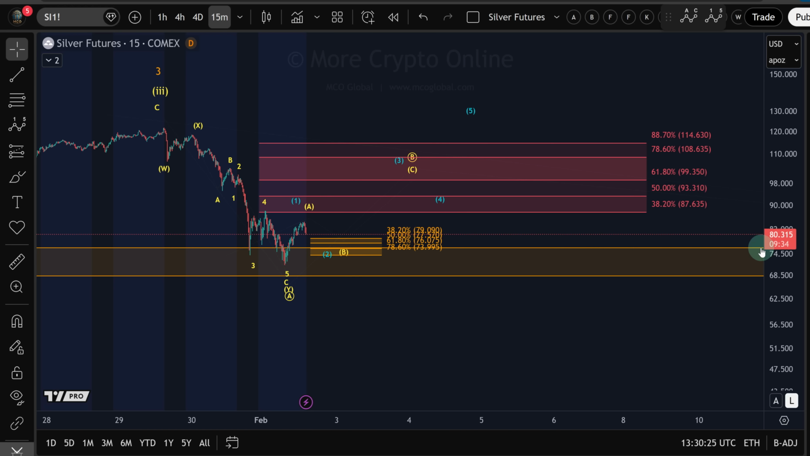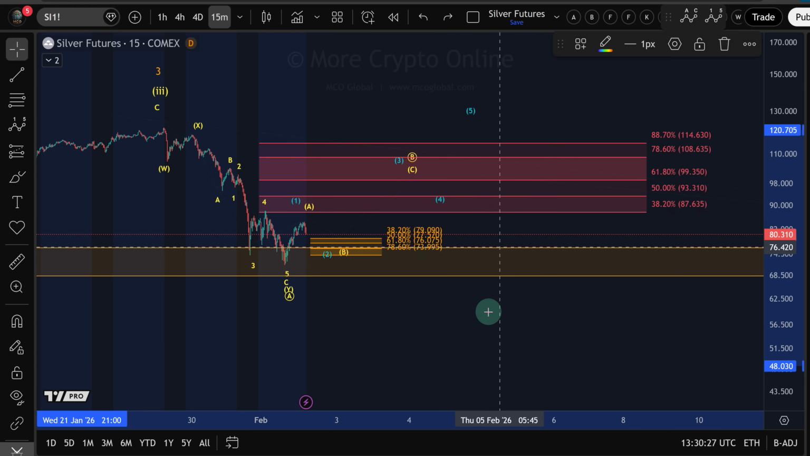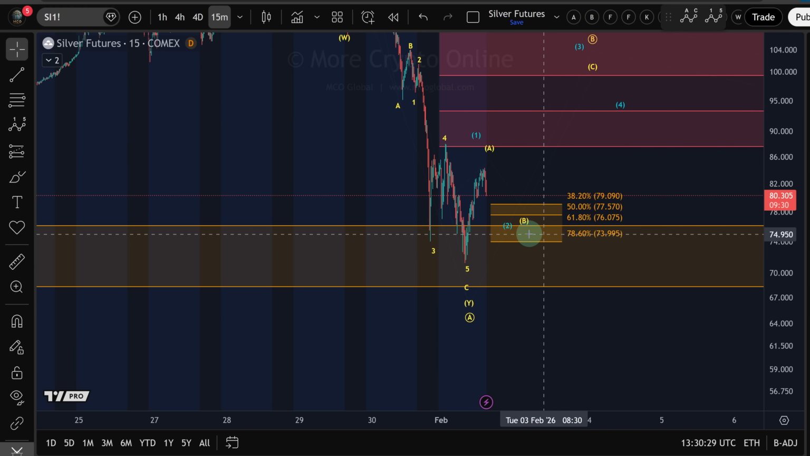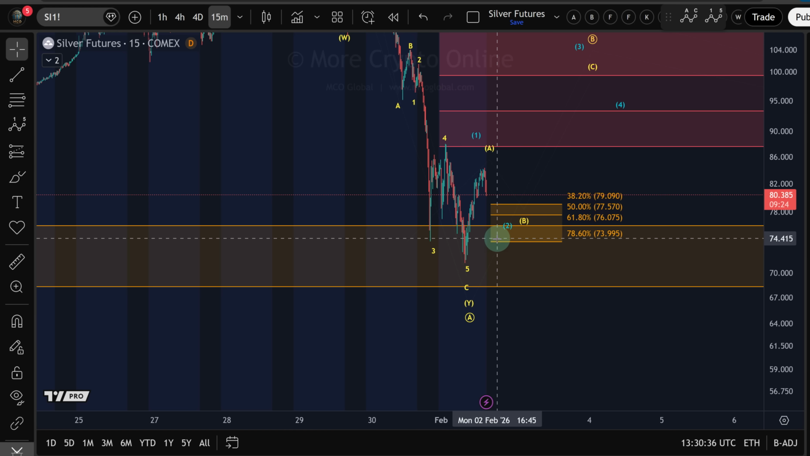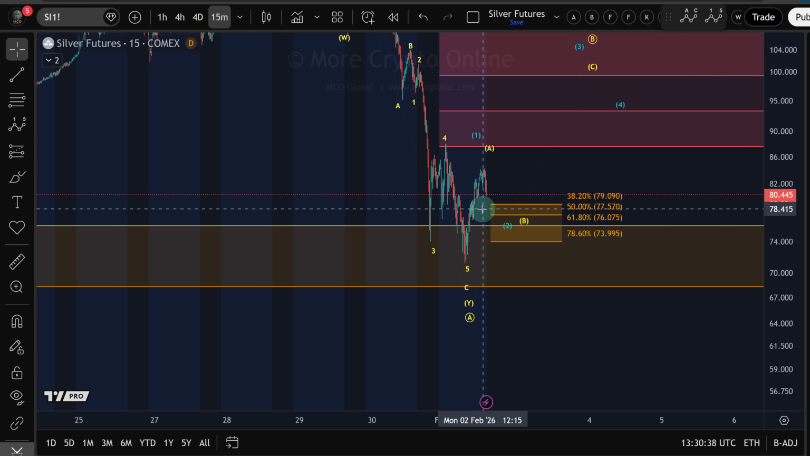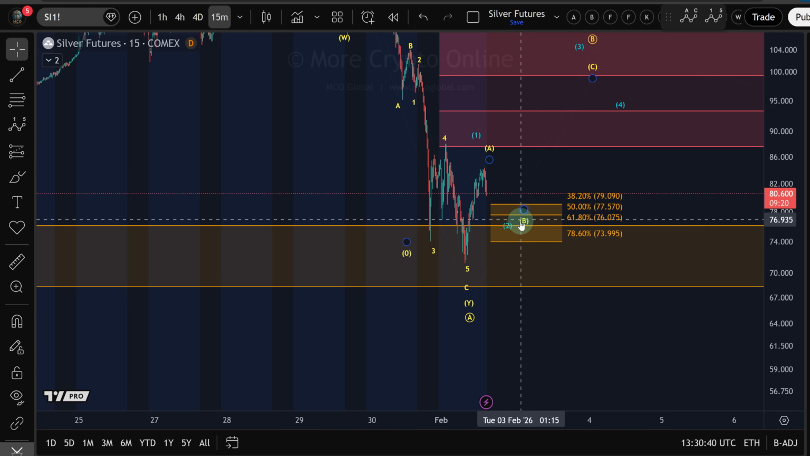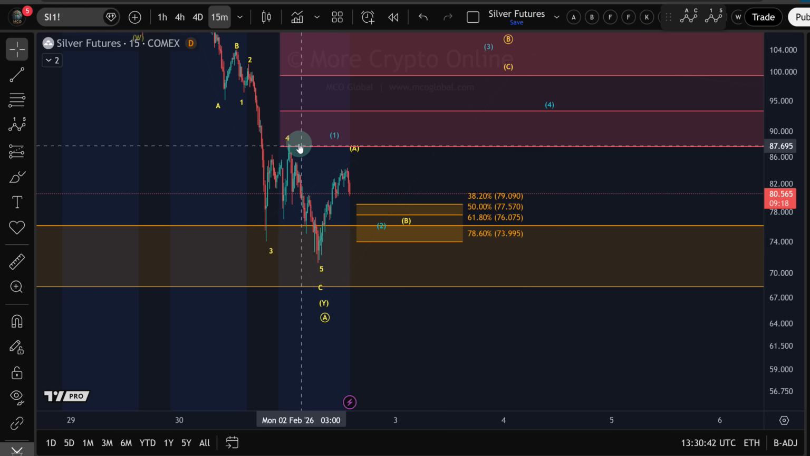For now, the nearest micro support is between $73.99 and $79. This is micro support I would watch for the coming hours, for the coming session. The question is, is this micro support really going to hold? It's very early to say. We haven't even broken above this previous swing high at $88.